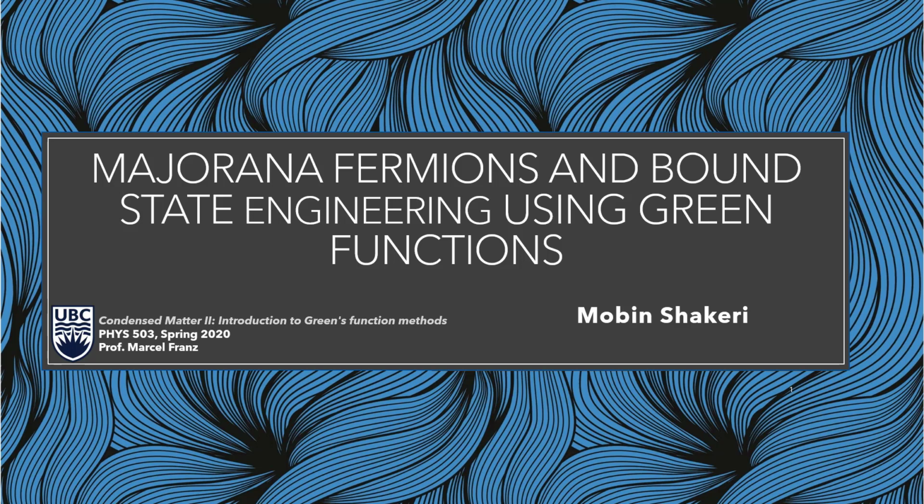Hi, this is Mopin, and this is probably the last lecture of Condensed Matter 2, Introduction to Green Functions method, and today I'm going to talk about Majorana fermions and what they are. I'm going to give some introduction about them, and I'm going to talk about the bound states and bound state engineering using Green functions. This is for the course Condensed Matter, as I've said, of spring 2020.